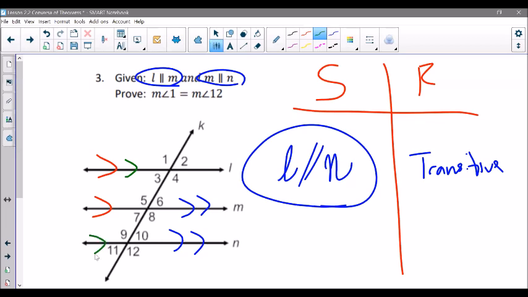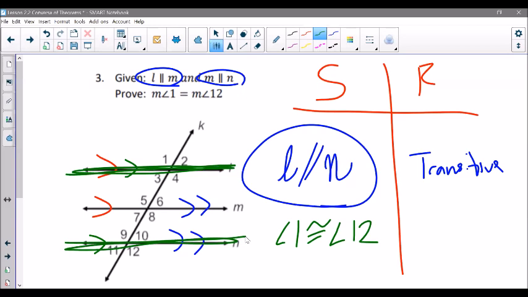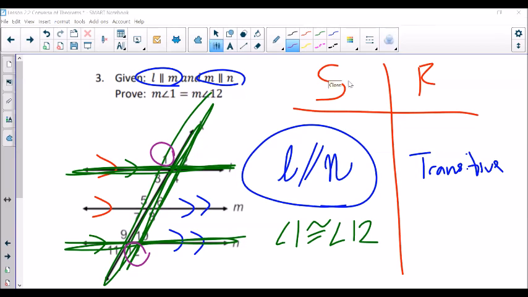So once you establish that these lines are parallel, then yeah, you can say angle 1 is congruent to angle 12 because these two lines are parallel and they're cut by this transversal. So angle 1 is congruent to angle 12 because those are alternate exterior angles. So we just have to be careful on something like that. Somebody said, did I mean B? Did I make a mistake somewhere?